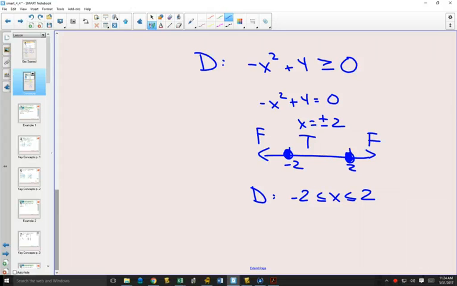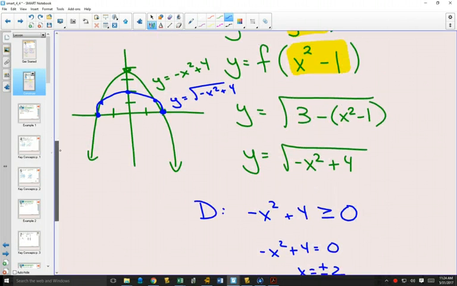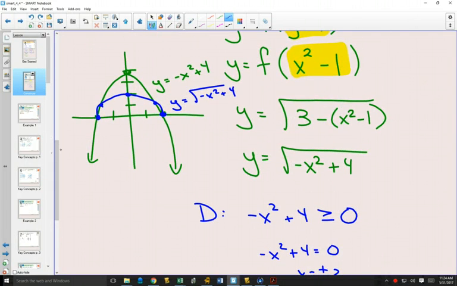Algebraically, you can't see what the range is. To see the range, the graph is the best place. And so we can see that it goes from 0 to 2. And we know that 2 is going to be our maximum value because 4 is our maximum value on our parabola before we take the square root.